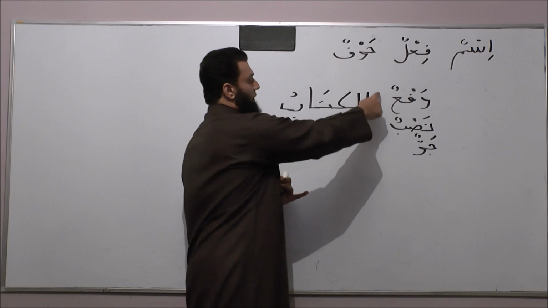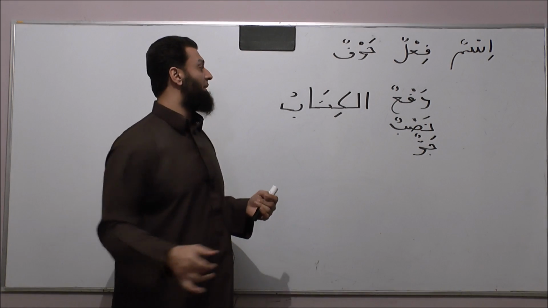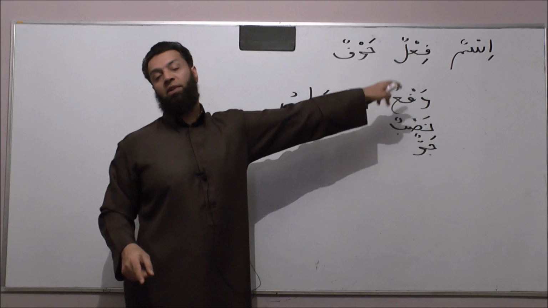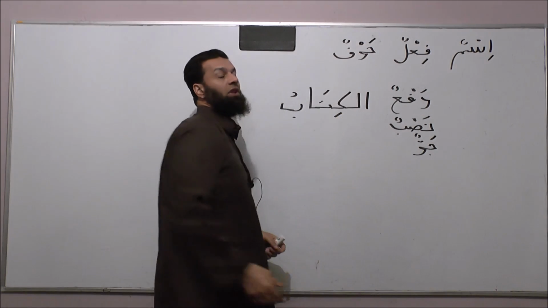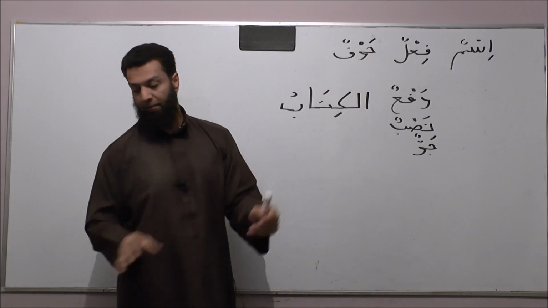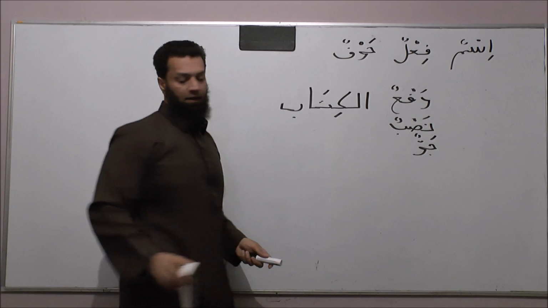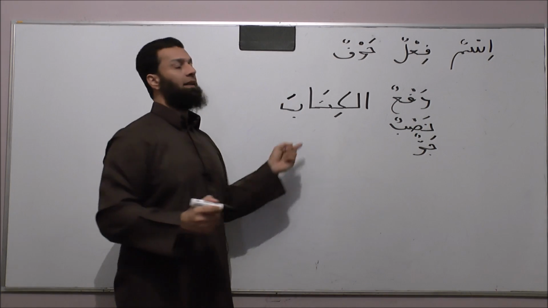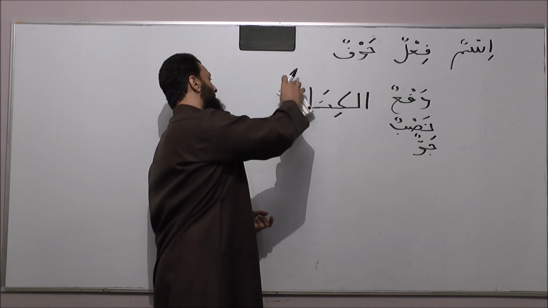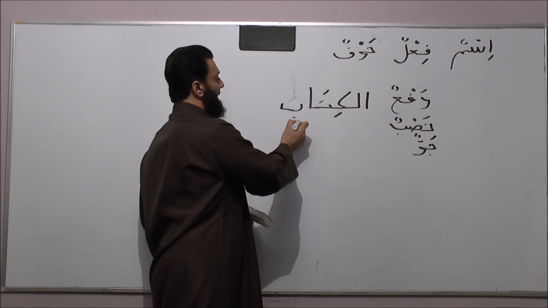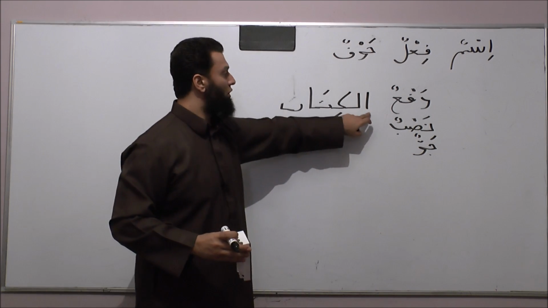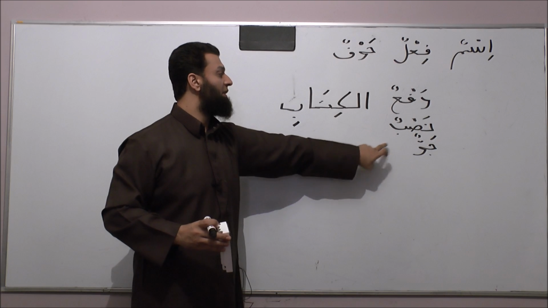Right, so we've mentioned therefore the three states, raf'un, nasbun and jarrun. The default state is raf'un. Both kitabun and al-kitabu are still in the raf'un state. Note that the addition of al does not affect the state. Similarly, if we were to remove the dhamma and place a fatha, that is still al-kitaba, meaning the book. And similarly, if we remove the fatha and we place a kasra, that still reads the book, al-kitabi, but it's in a different state. But the point to note is that al has not changed, whether it's raf'un, nasbun or jarrun.